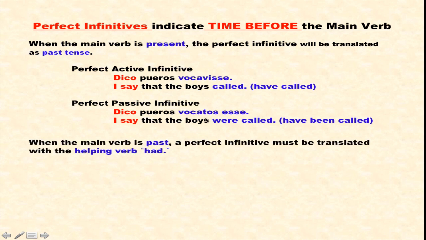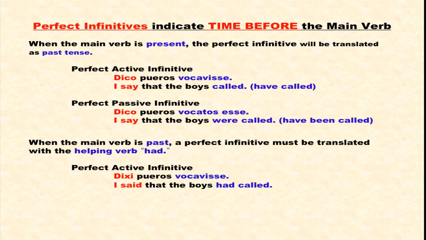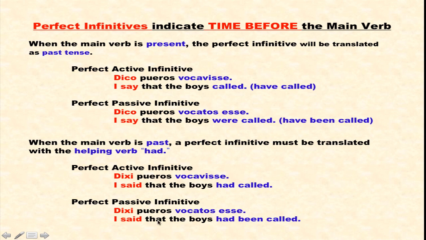When the main verb is past, a perfect infinitive, being time before, has to be translated with the helping verb had. So I said that the boys had called. Dixi pueros vocavisse. I said that the boys had called. And in the passive, it's going to look like this. I said that the boys had been called. Again, vocatos, agreeing with pueros.